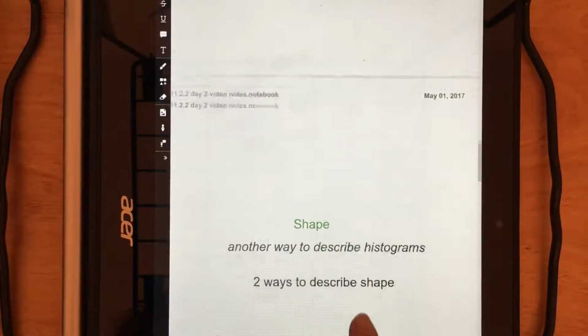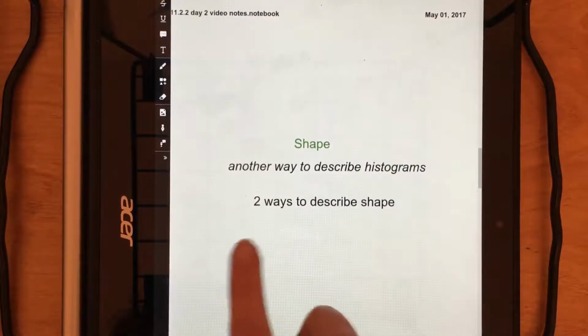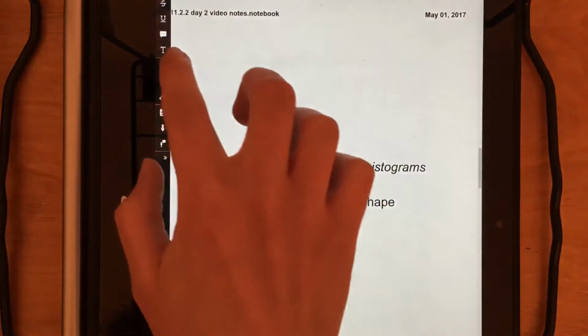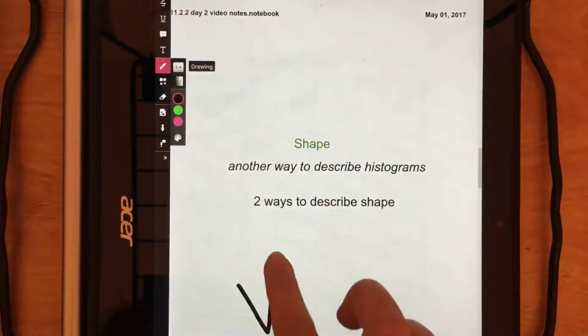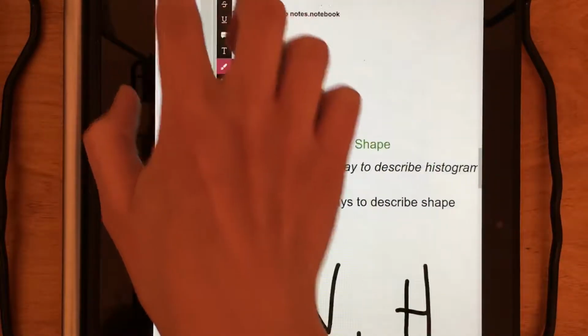Okay. So now we're going to move on to shape, which is another way to describe histograms, and it describes the shape and the distribution of the data. There are 2 ways to describe this shape, vertical and horizontal. Okay. So we're going to talk about some words.